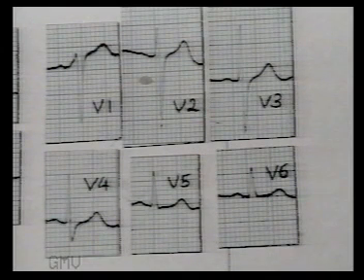If the pattern is changed, that is, if R wave is prominent in V1, then look for criteria of right ventricular hypertrophy or right bundle branch block.